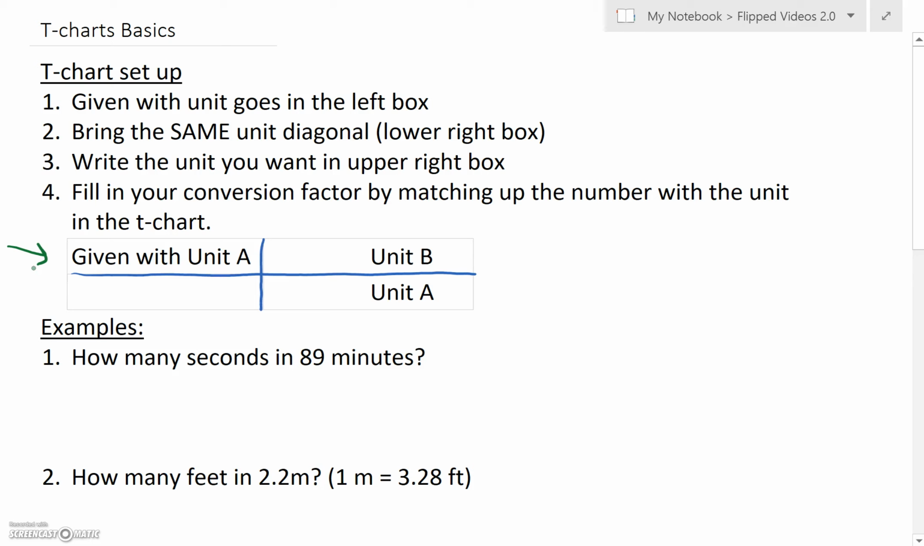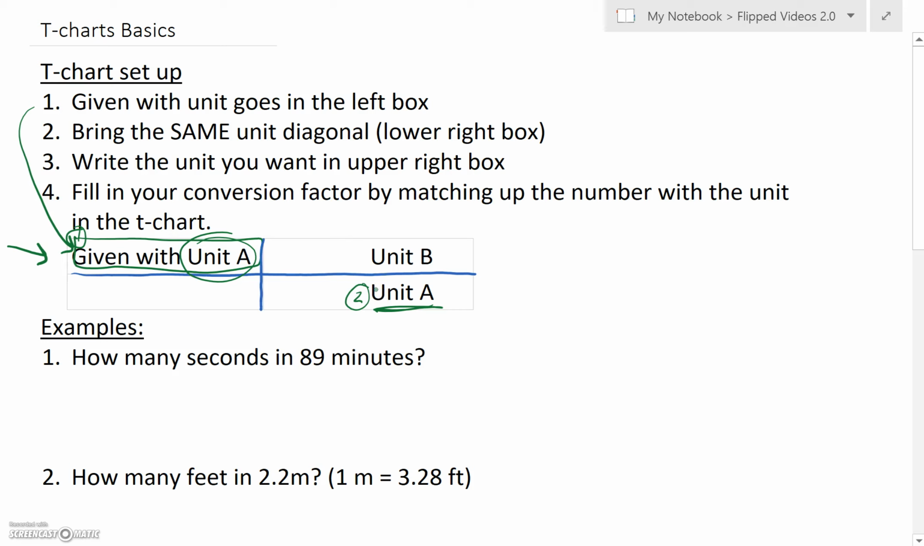We are going to start with a T. You will always start with your given and the unit, and that goes up in this left box over here. That would be step 1. Then whatever unit is right here, I'm calling it unit A, bring it down to the bottom of the T-chart, meaning the next one over, to the right at the bottom. Here's step 2.